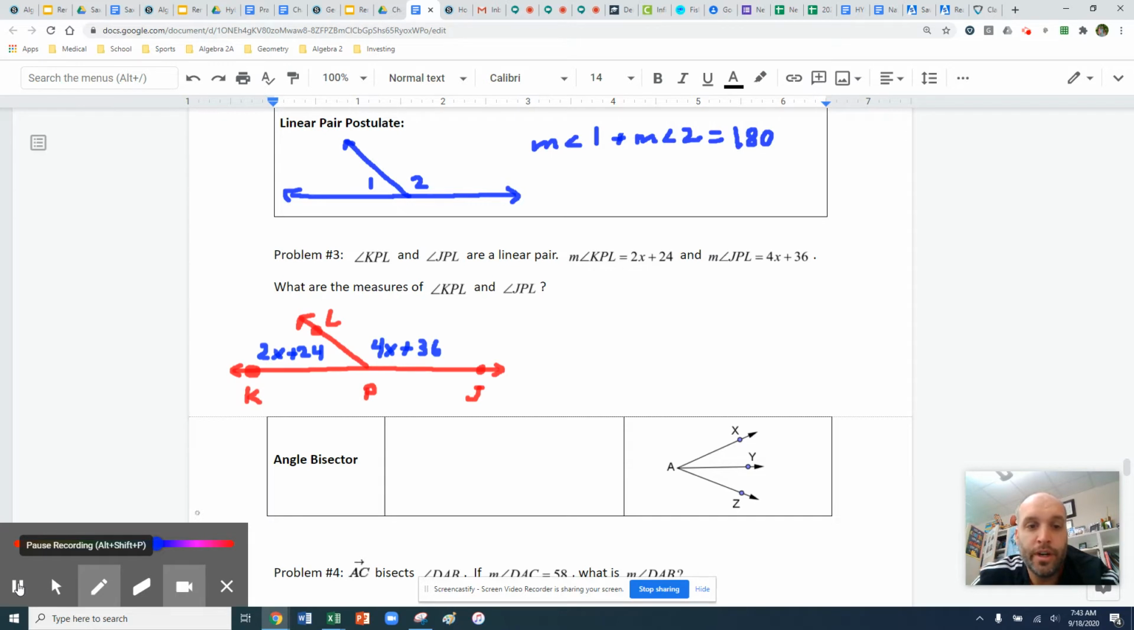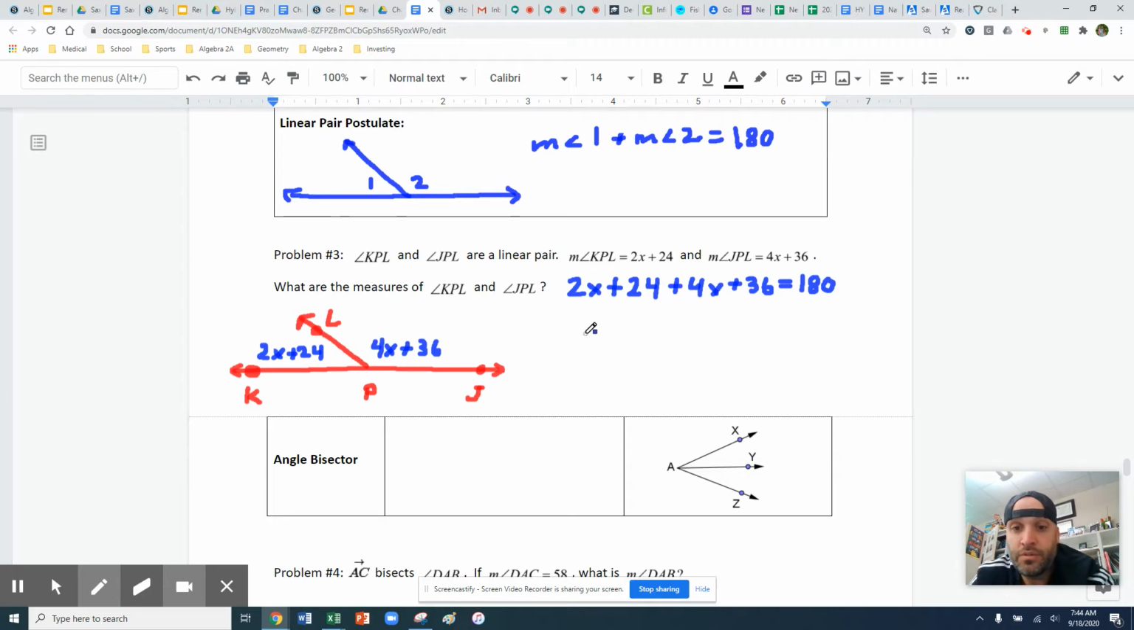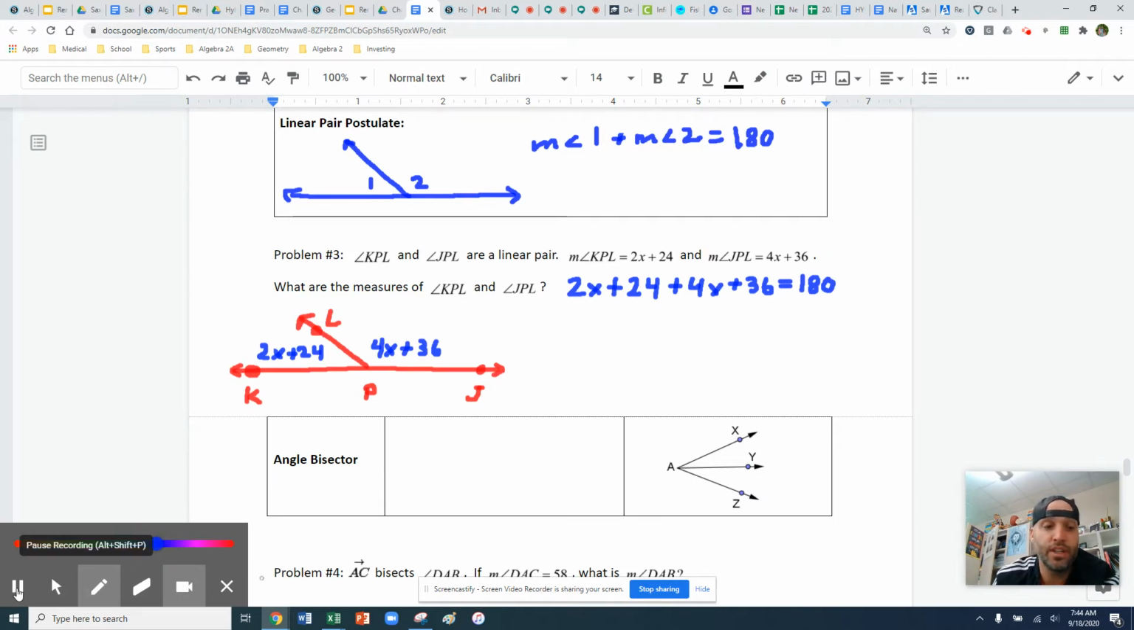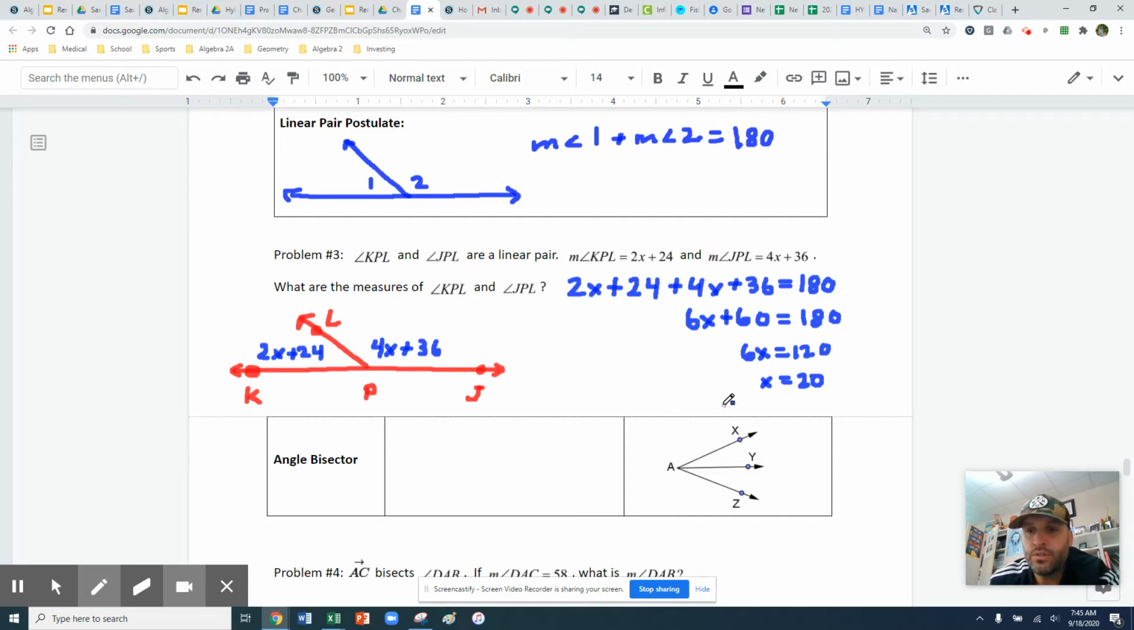We're going to use our linear pair postulate, knowing that the two unknown angles are going to add up to 180. So we'll set up an equation to show that. We can take the unknown 2x plus 24 plus the unknown 4x plus 36 and set it equal to 180 because they will add up to a straight line. And we can use algebra to solve for x, and we get x is equal to 20.